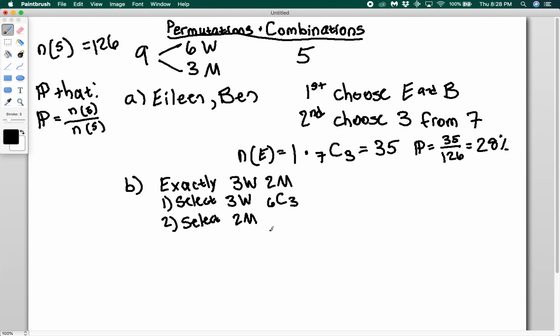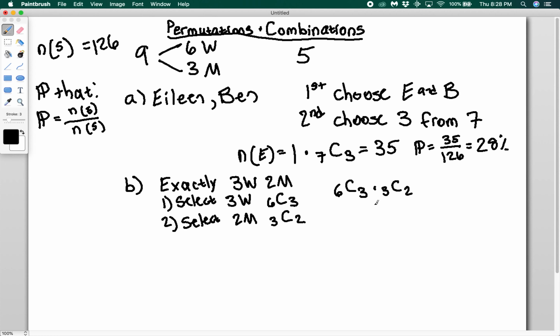We're going to do the same thing for selecting 2 men. There are 3 men total. We want to choose 2 of them. So now we have the number of ways that we can pull 3 women from 6, and the number of ways that we can pull 2 men from 3. If we want both of these things to happen, we want this and this, we multiply. So we have 6 choose 3 times 3 choose 2.